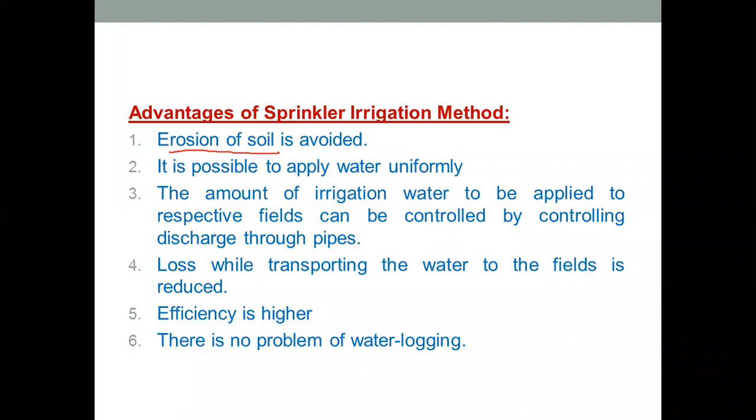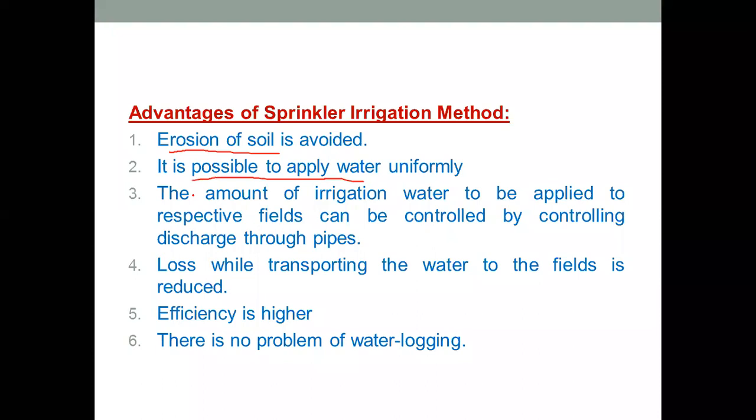There is little problem of erosion, but in methods such as the free flooding method, there is a considerable slope to the agricultural fields, and the water drains through that slope. While draining, much of the soil is also drained away with the water. But in the sprinkler irrigation method, as we are providing a simulation of mild rainfall, this erosion of soil can be avoided. Now next is, it is possible to apply water uniformly.